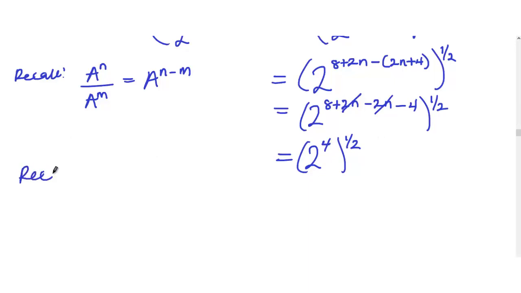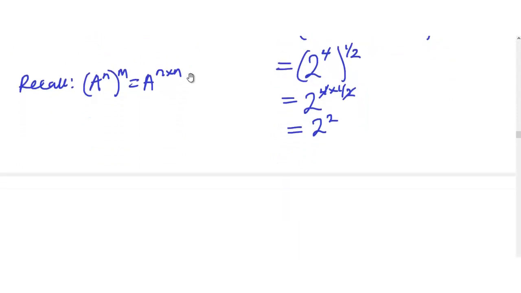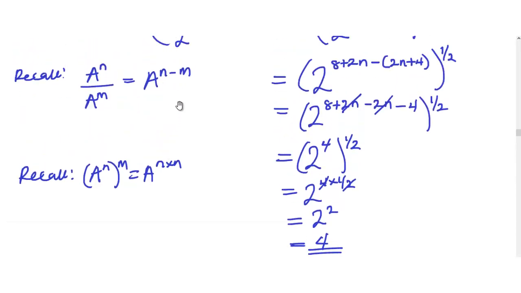Also recall, I know you must still remember that if you have a raised to the power n into bracket m, it is the same thing as a raised to the power n times m. So 2 raised to power 4 into brackets half will give you 2 raised to power 4 times 1 over 2. 2 into 4, 2. So we now have 2 raised to power 2. So what is 2 raised to power 2? 2 raised to power 2 is equal to 4. So the final answer to this problem is 4.